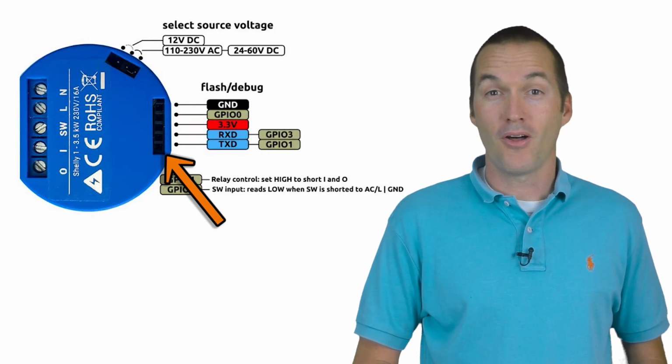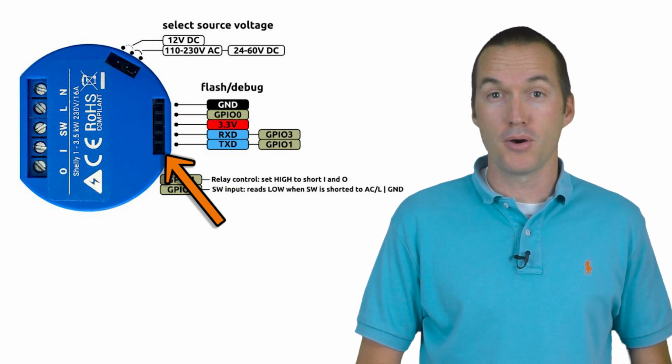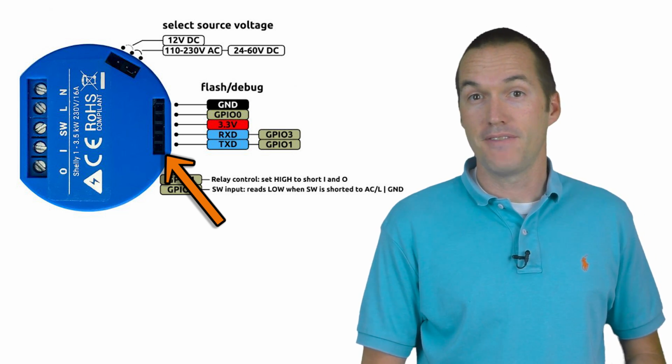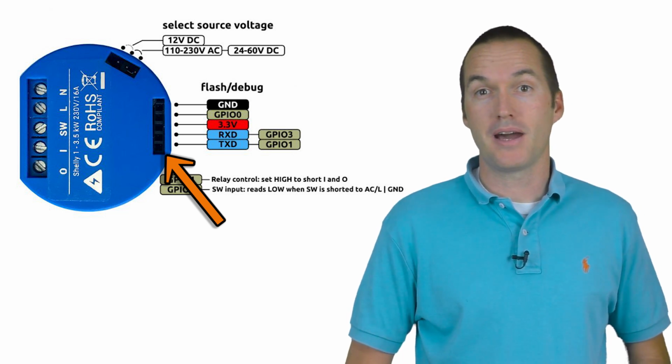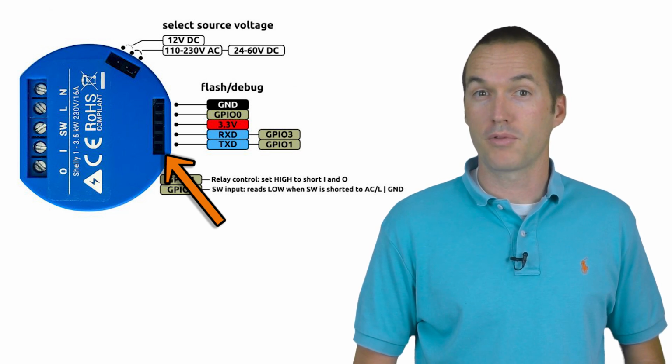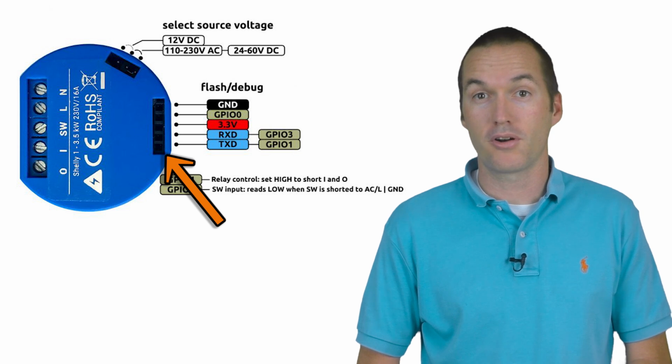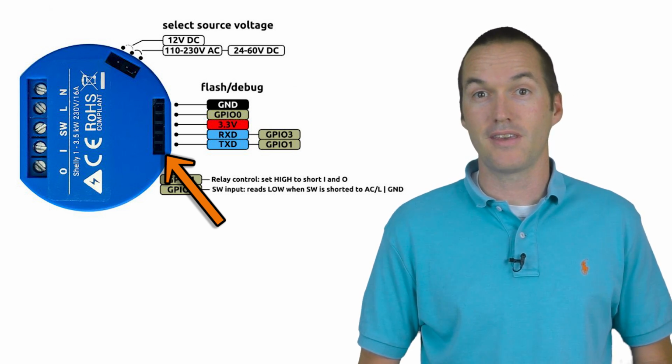More on that later. On the back of the Shelly1 is an exposed set of female headers for RX, TX, VCC, ground, and GPIO-0. And if you've ever worked with a Sonoff, you know that these are the five pins that you need to have access to in order to flash the ESP8266.